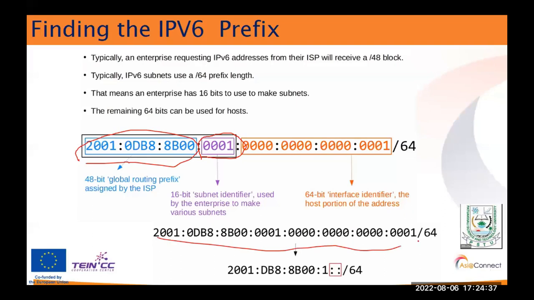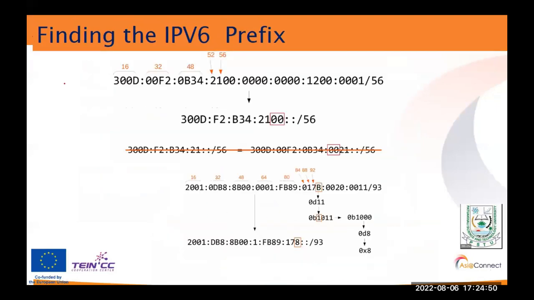So this is the full IP address. If you get an IP address from an ISP provider with /64, then you can convert it and write it this way. And finally, the question of the fixed prefix. So if it is /56, which would be your prefix? Okay, /56.